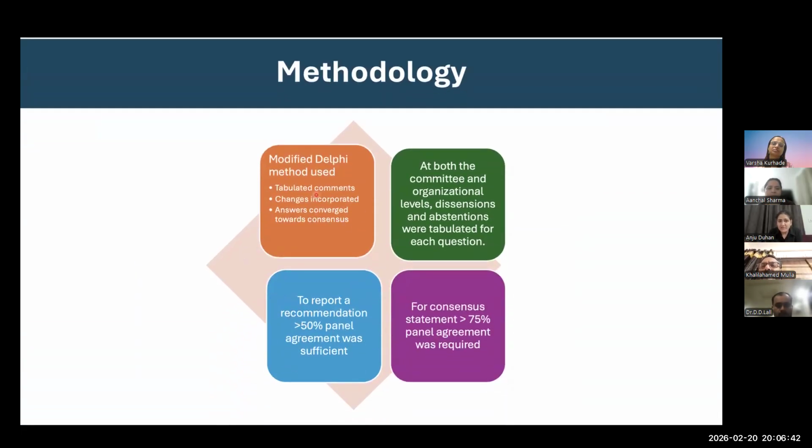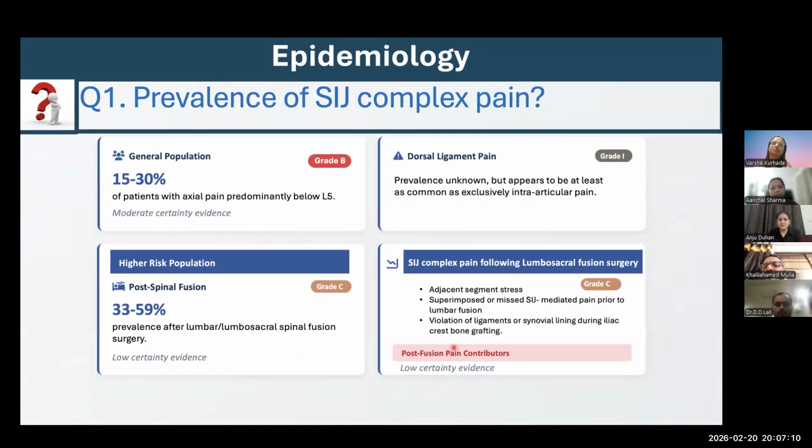A modified Delphi method was used to tabulate the comments, incorporate the changes, and converge the answers toward a consensus statement over the rounds of teleconferences and electronic correspondences. At the initial conference call, the working group committee decided that more than 50% of the panel agreement was sufficient. However, for the consensus final statement, more than 75% of the panel agreement was required. So we will be discussing these guidelines depending on the questions that were formulated.